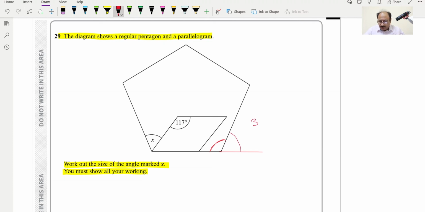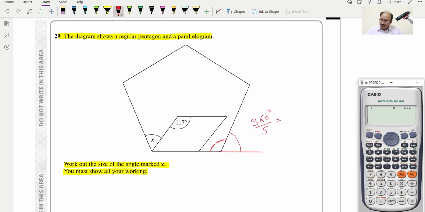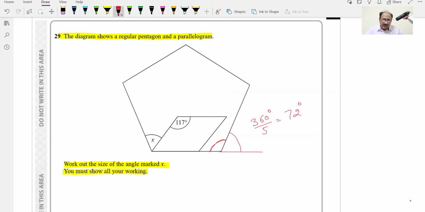360 divided by the number of sides. The number of sides is 5 in the pentagon, so we'll divide it by 5, and 360 divided by 5 will be 72 degrees. So we can write here 72. So this angle is 72 degrees, and this will be the remaining angle.